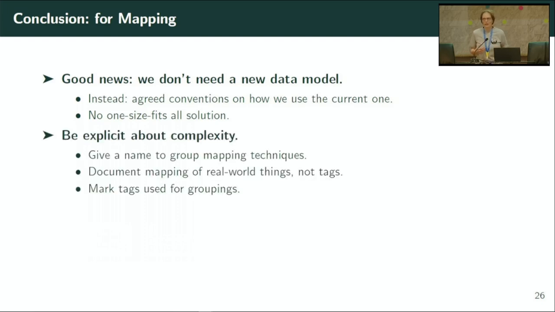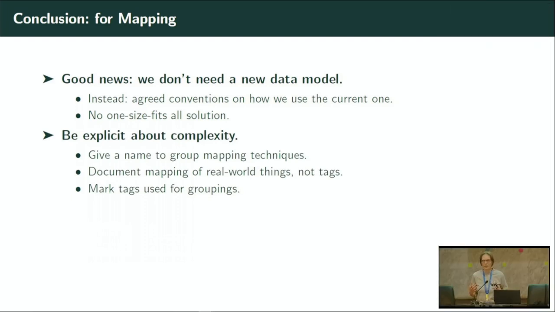What we should be doing more is being explicit about this complexity. So one thing I would suggest is that we give names to these techniques of grouping objects together and then put them in the wiki. What also might help is, at the moment, the wiki is quite centric on tags. So you can look up the highway bus stop tag, the access node tag. But coming from the real world thing and saying, okay, if you want to map this, this is all the objects you need for this. We do this in some cases, but doing this more might help.